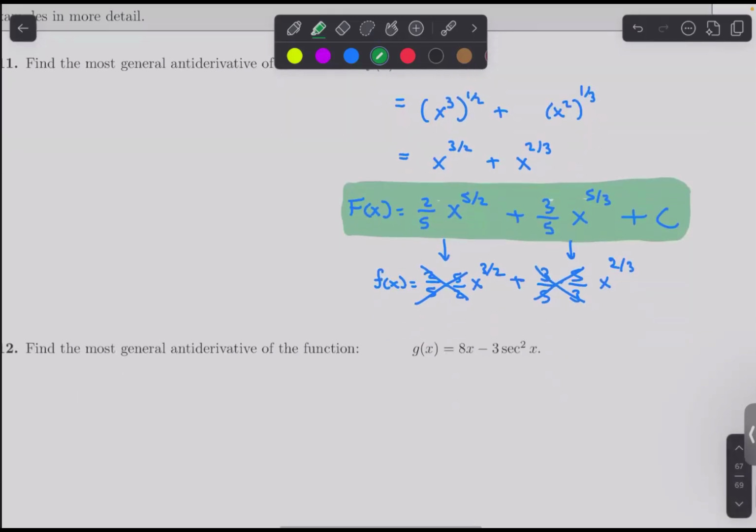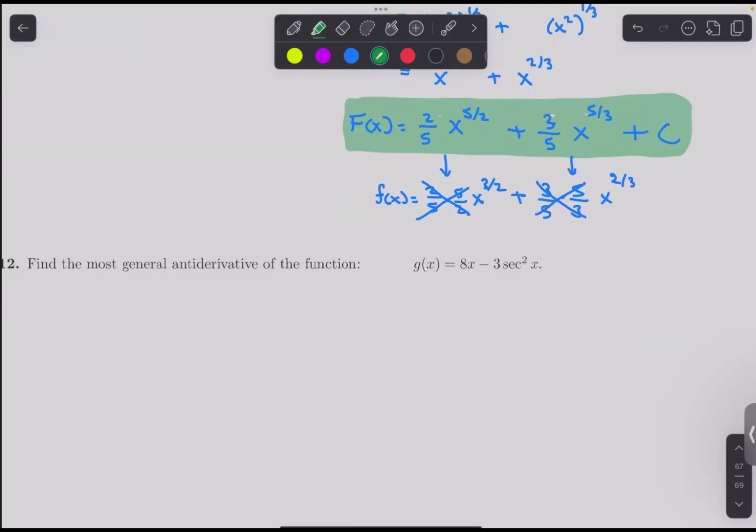All right, let's do it again. Find the most general antiderivative for this function. This one, I would invite you to pause the video, try this one out on your own, see how far you can get. And then once you're happy, come back and hear the answer.